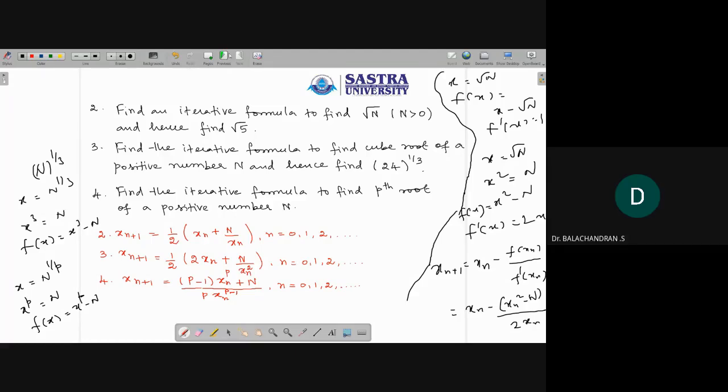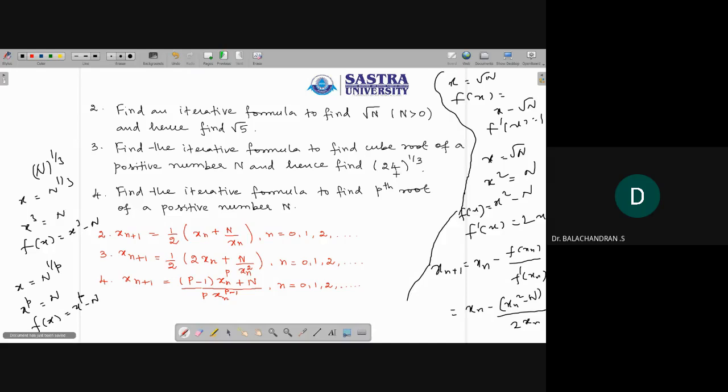Sir, what could be the value of x naught for this one? And the previous one also, sir. For this, you can take 25 whole power 1 by 3. What is 25 whole power 1 by 3?